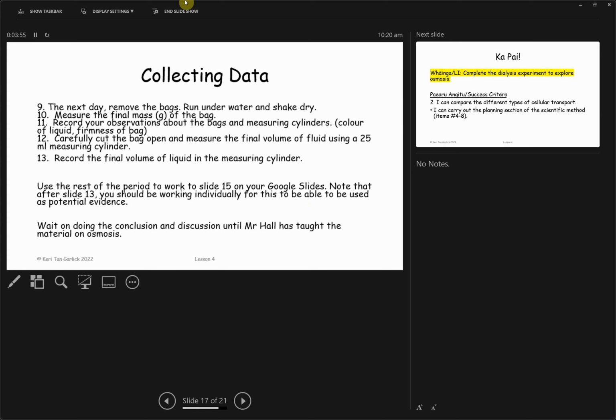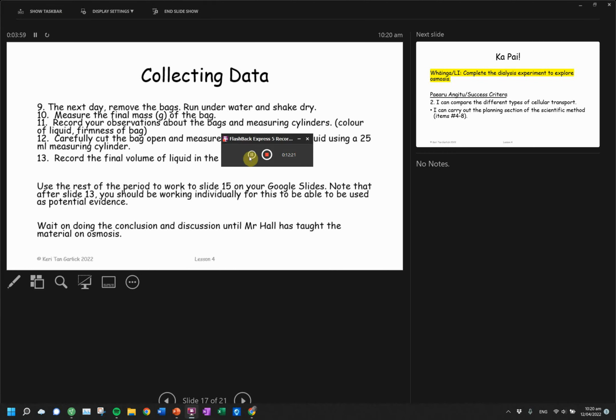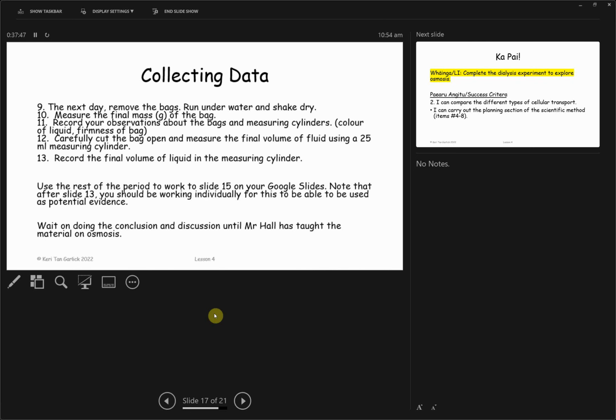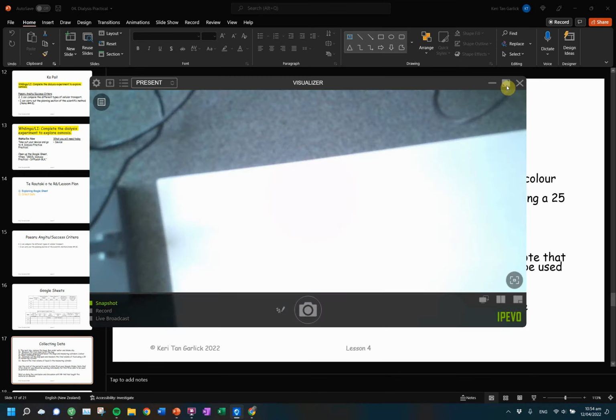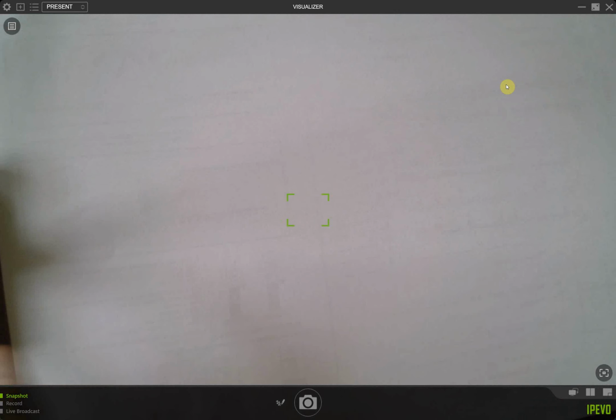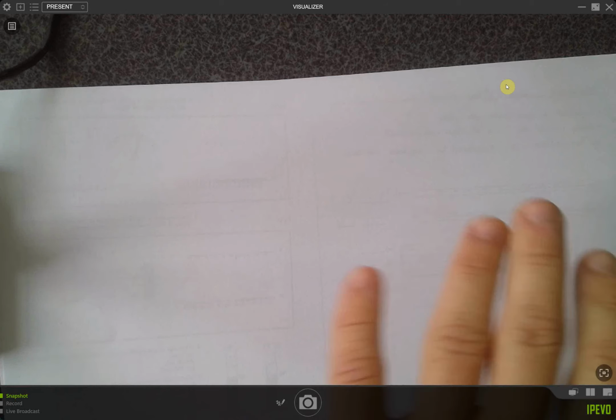Make sure you're putting that data into that spreadsheet. Cool. There we go. And then you'll be able to see what you're writing as well. It should be on the board. Awesome. Okay. So I'm handing over to Mr. Hall. He's going to explain to you guys what you should expect to see in those different dialysis bags. Great. Alrighty, everyone.